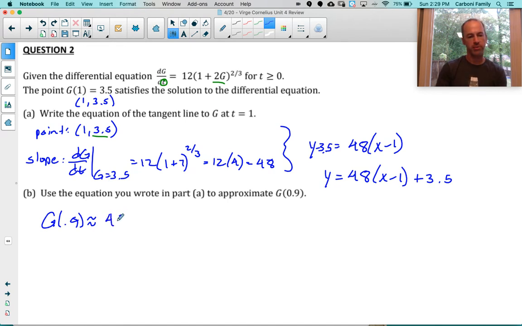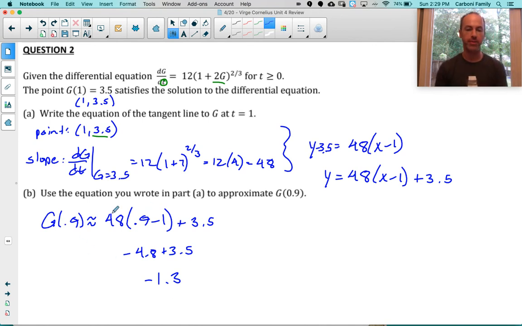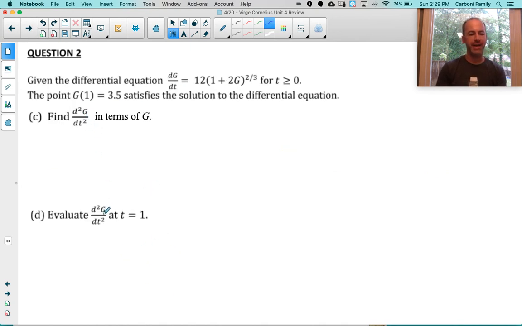So this will be approximately 48, and we're simply plugging 0.9 into that tangent line we just had. You can stop there. You will have a calculator: negative 4.8 plus 3.5. If you want to clean this up, you could. There is no real value in doing that. As a matter of fact, it only allows you to look at it and feel good about it. You get the same number of points on the AP exam for the unsimplified version as you do the simplified version. So there's that. Moving on to parts C and D.